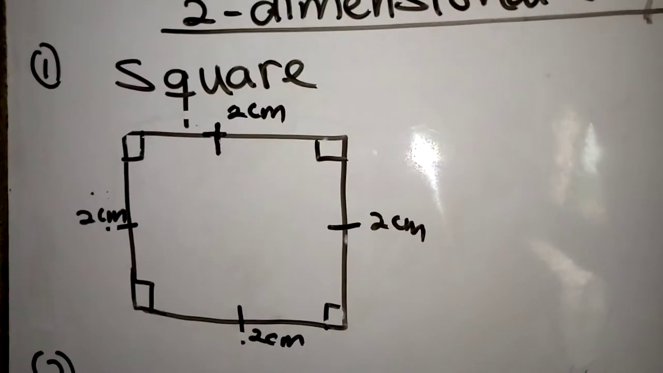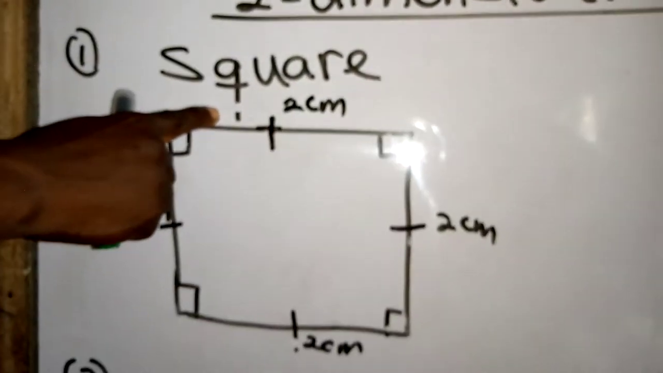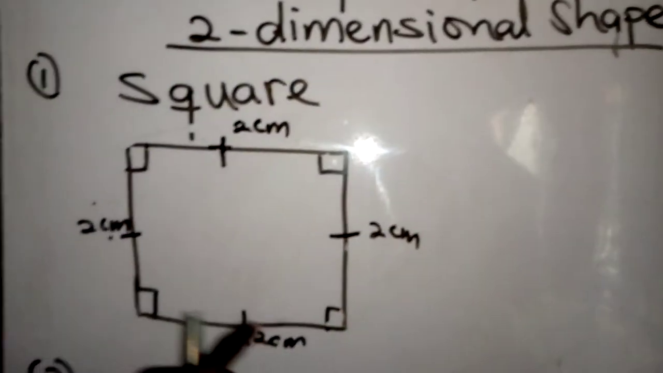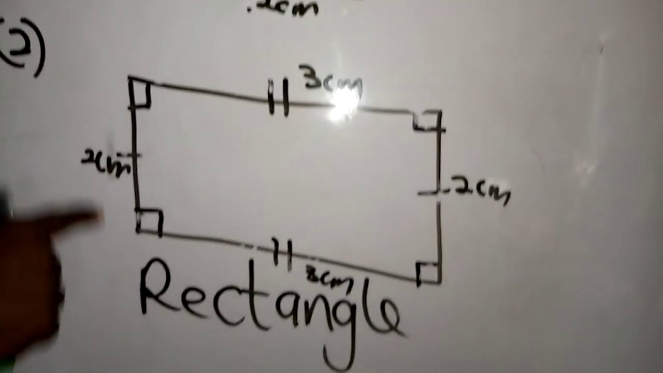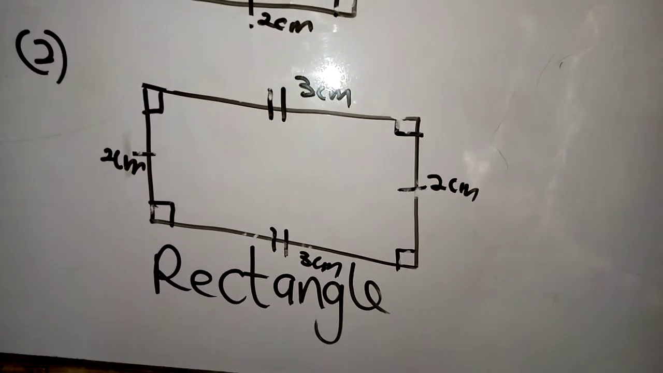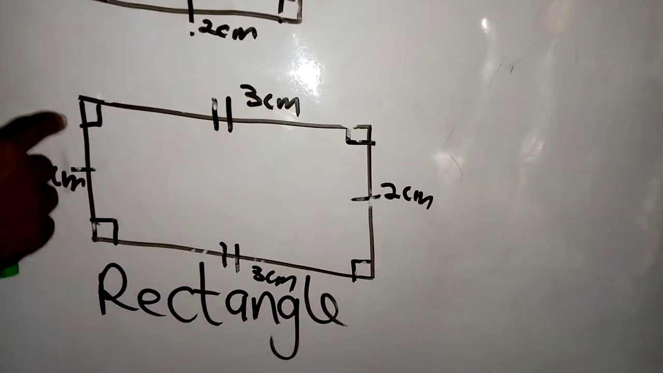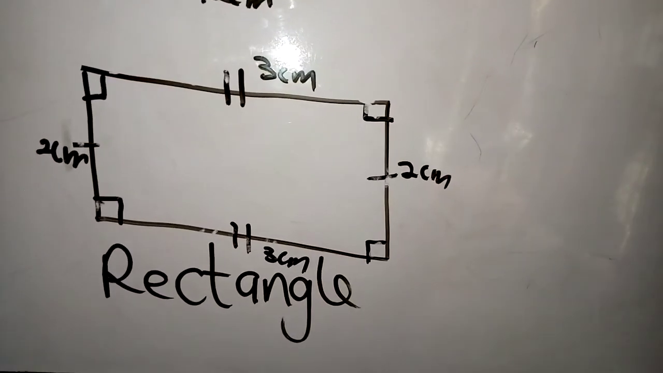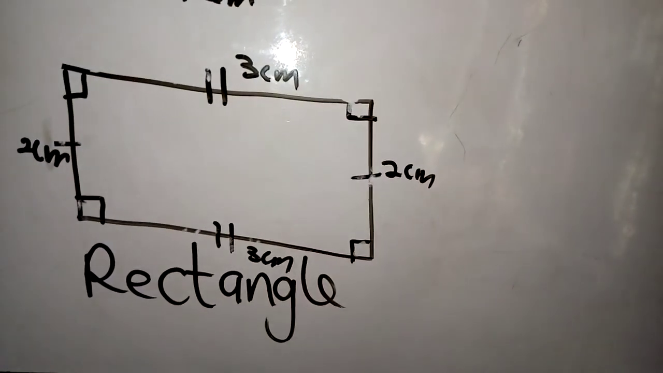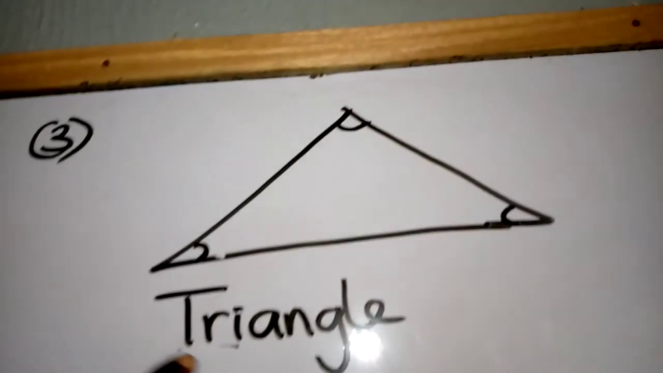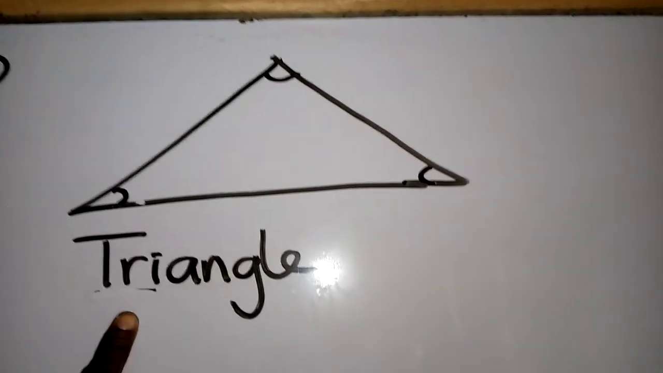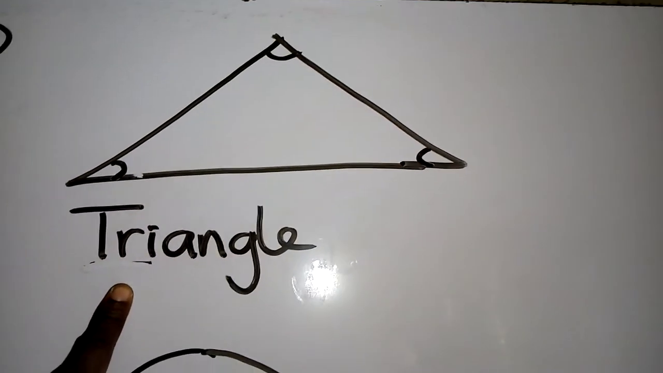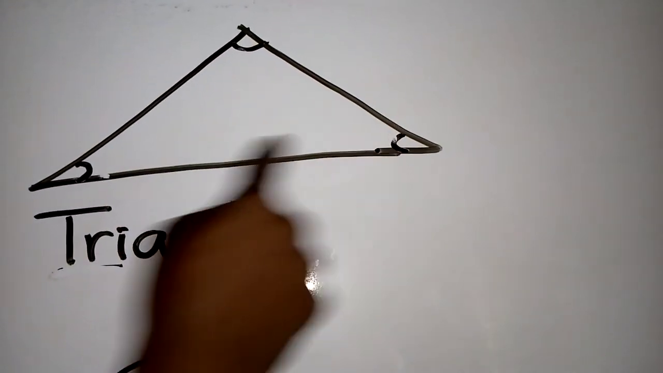We come to number one here. We said square. It has four equal sides and four angles. A rectangle has four sides, but only the two opposite sides are equal. However, a rectangle also has four angles. We go to triangle. A triangle does not have four angles. A triangle has three angles.